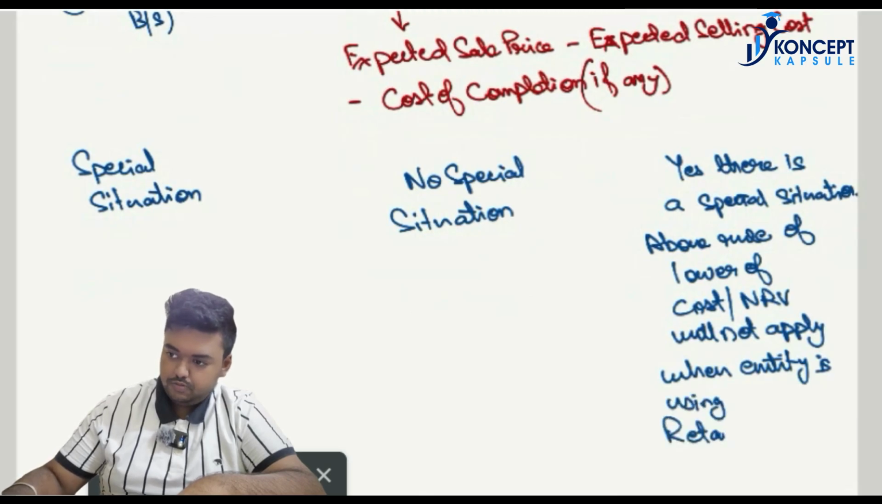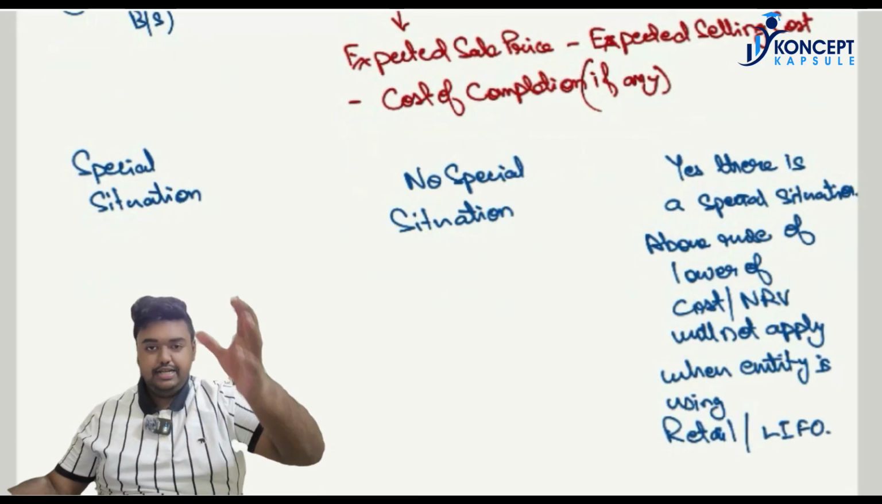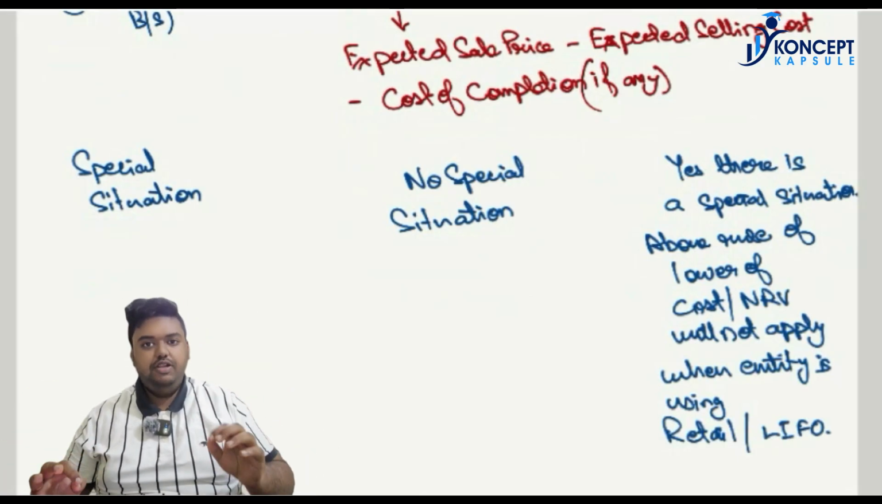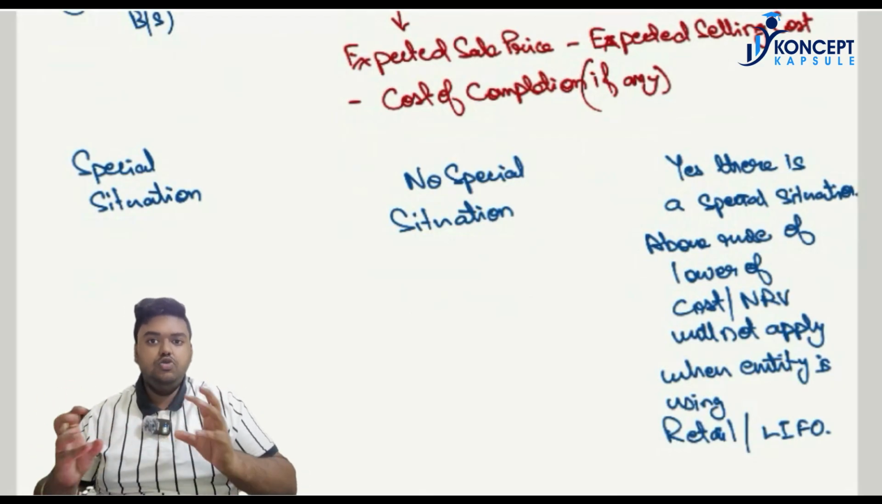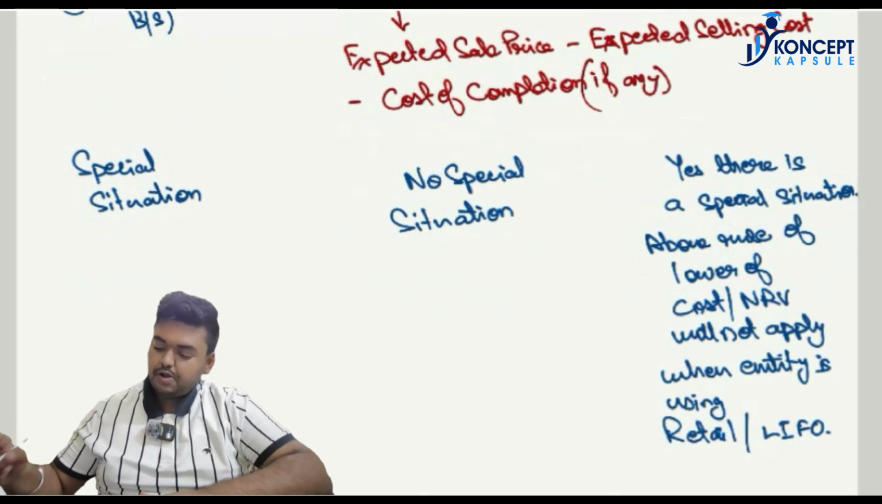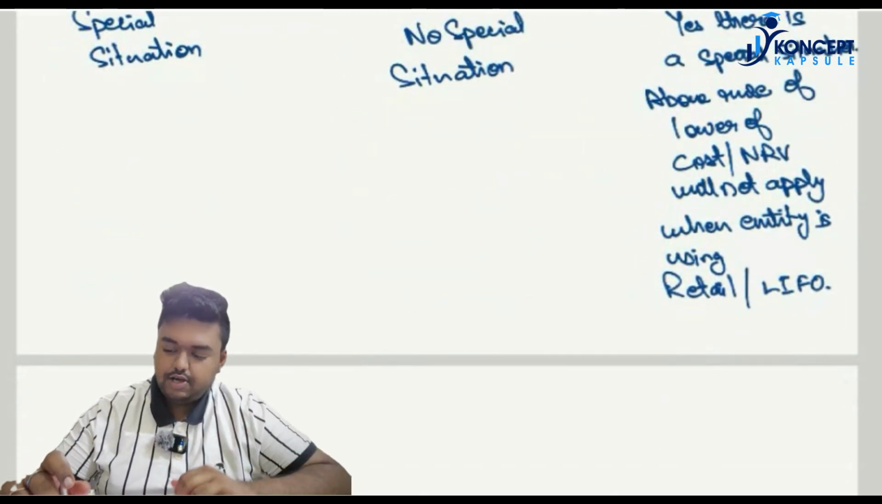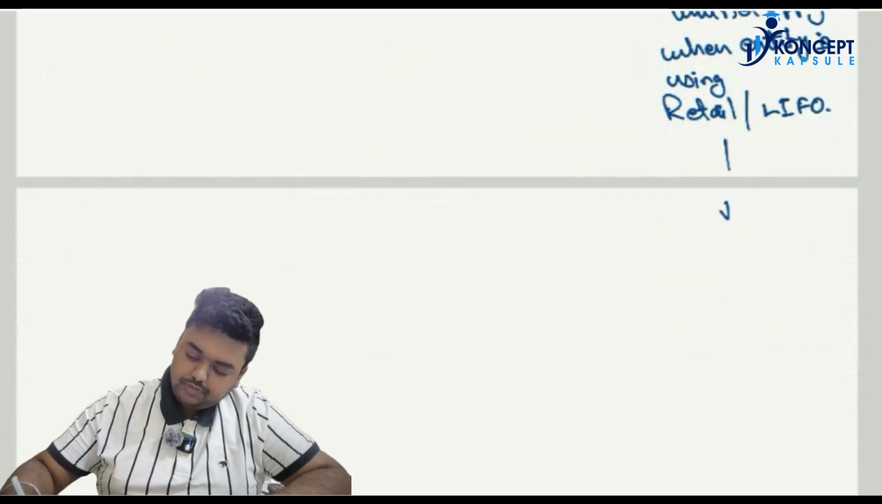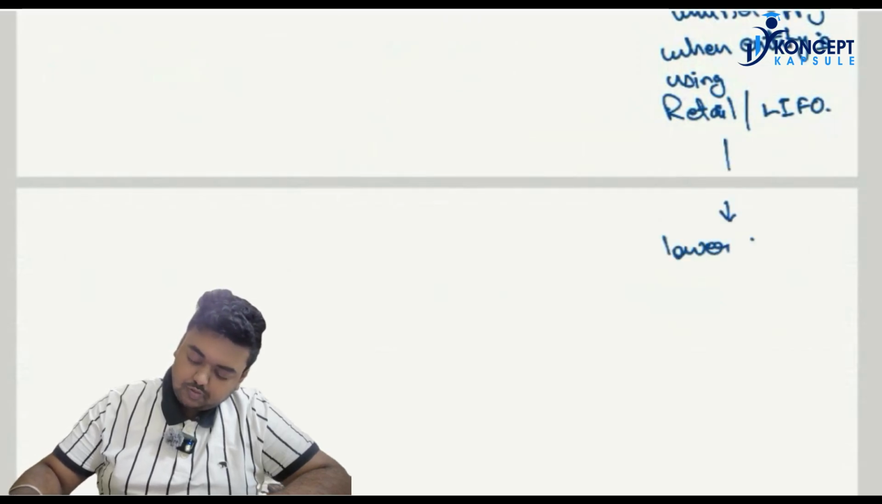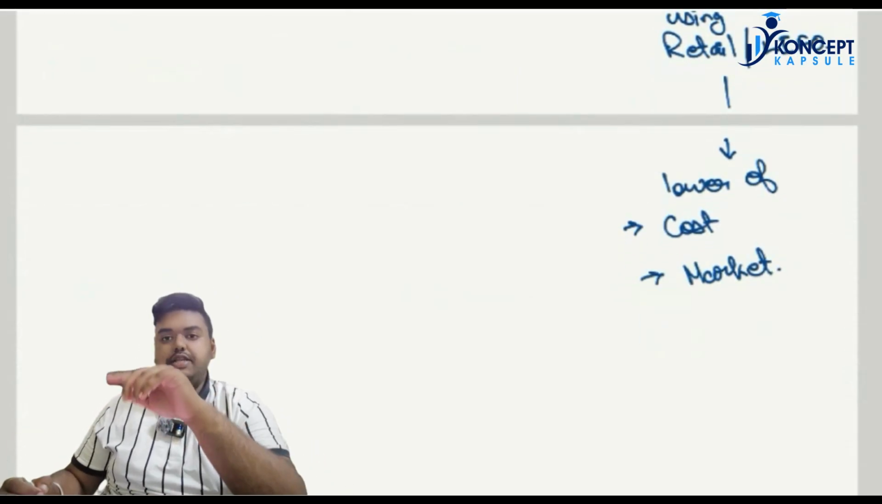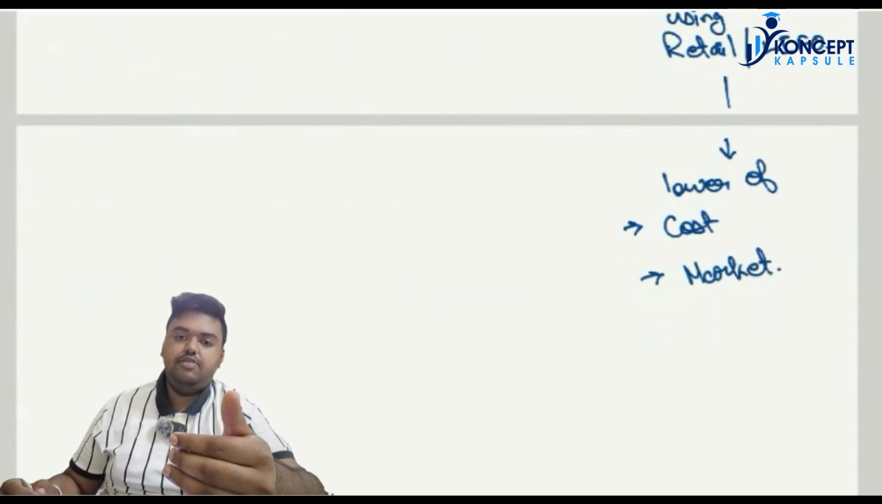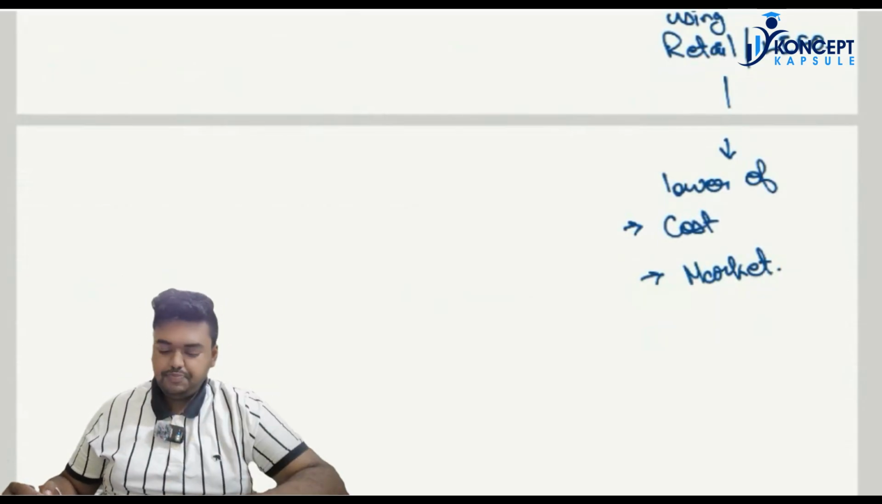retail slash LIFO method. Okay guys, again we will not discuss in detail what a retail or LIFO method is. The full form of LIFO is last in first out, and the retail method is used usually when goods are separately identifiable. So what will be used if lower of cost and NRV cannot be used? In that situation, it will be lower of cost or market. So in retail and LIFO, it is not lower of cost and NRV, it is lower of cost and market. Now, what is market?